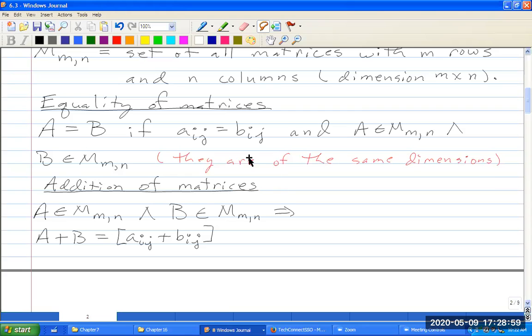Addition of matrices. If A is an m by n matrix and B is also an m by n matrix, meaning they're two matrices of the same size, then I can add the two matrices. The ith, jth entry in the sum will just be the sum of the ith, jth entries in each of those matrices. So it's just the matrix whose ith, jth entry is a sub ij plus b sub ij.